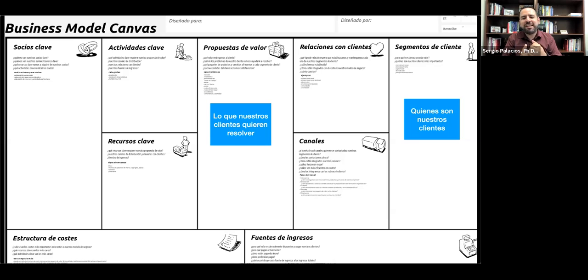A lo mejor hay personas que dicen los pañales no son buenos para los bebés al principio. Entonces hay personas que están totalmente en contra de esto. A lo mejor la persona que va a pagar es la mamá, que es la que tiene el dinero en la familia y ella es la que va a tomar la decisión. Entonces hay diferentes tipos de clientes.